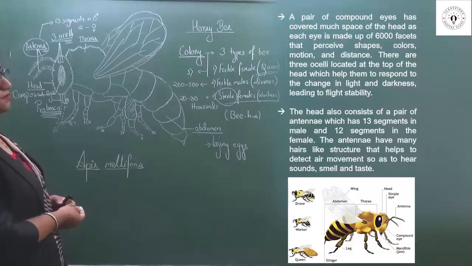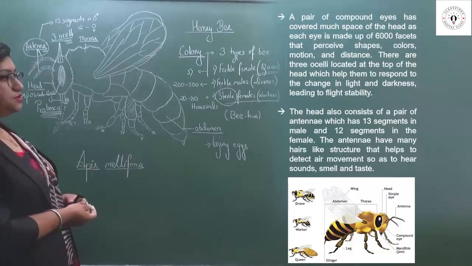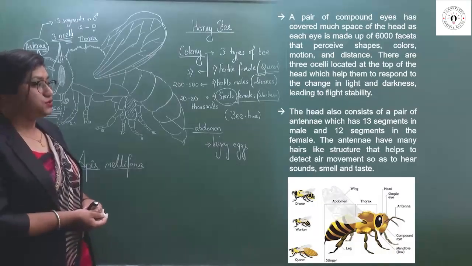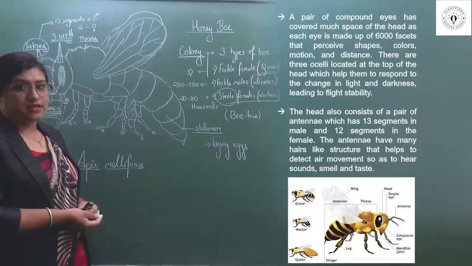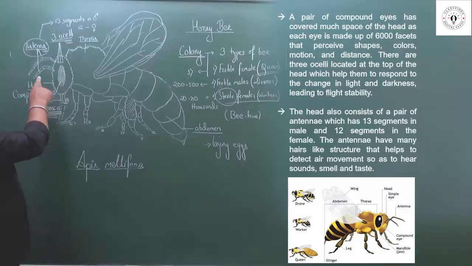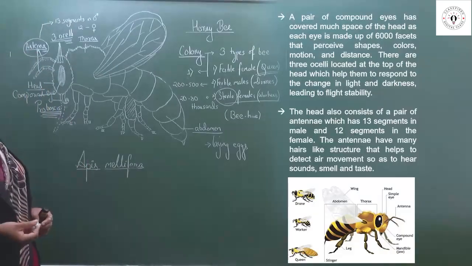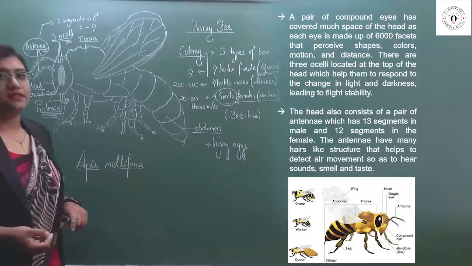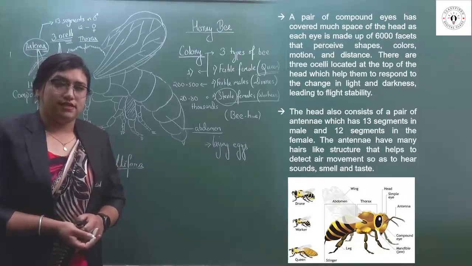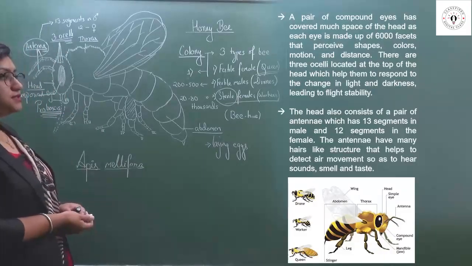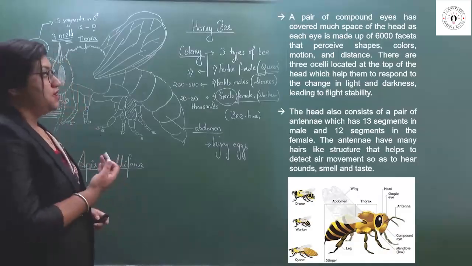The antennae have many hair-like structures that help to detect air movement so as to hear sound, smell and taste. Previously, I described the sensory bristles present in the antenna, which provide the sense of different tastes, smells and sounds.